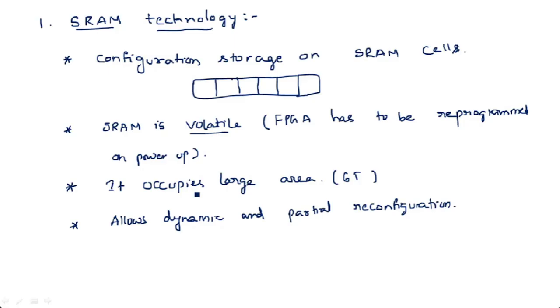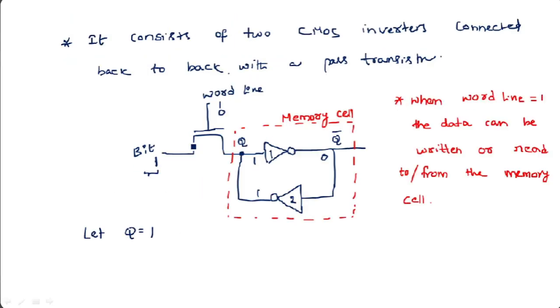Total six transistors are required to develop the SRAM cell. So this occupies a large area, and this allows dynamic and parallel configuration. See here, this consists of two CMOS inverters connected back to back, with two more pass transistors.